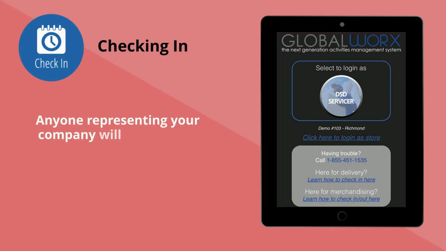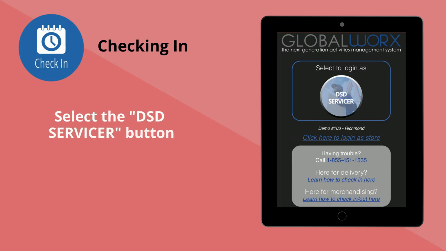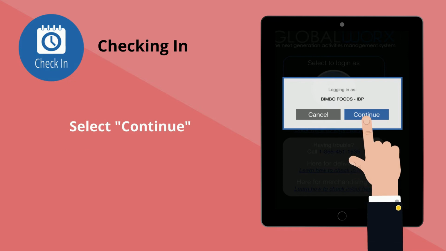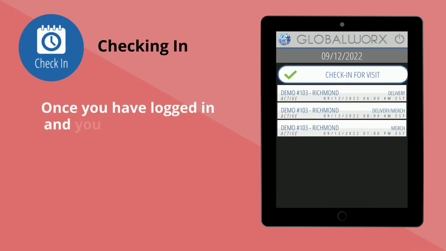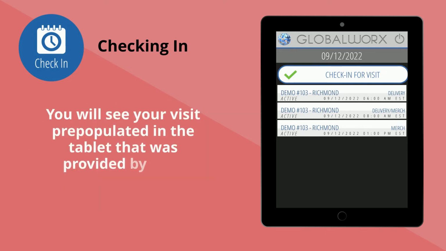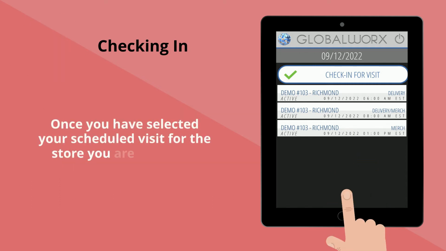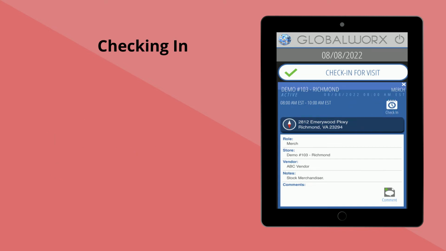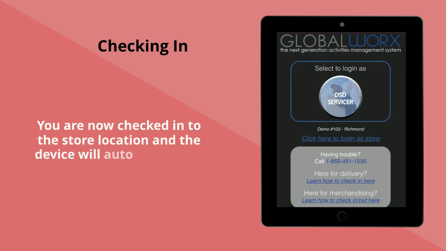Checking in. Anyone representing your company will be required to check in. Select the DSD Servicer button, select your company from the drop-down menu, select Continue. Once you have logged in and you're providing a delivery, merchandising, or delivery merchandising service, you will see your visit pre-populated in the tablet that was provided by your company. Once you have selected your scheduled visit for the store you are servicing, select the check-in icon. You are now checked into the store location and the device will auto-log you out.